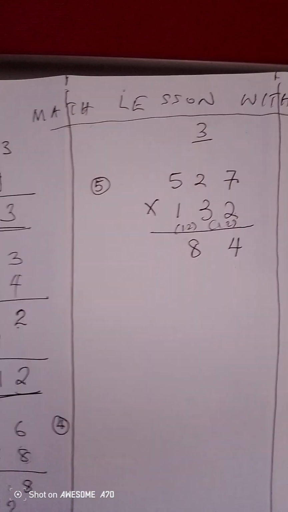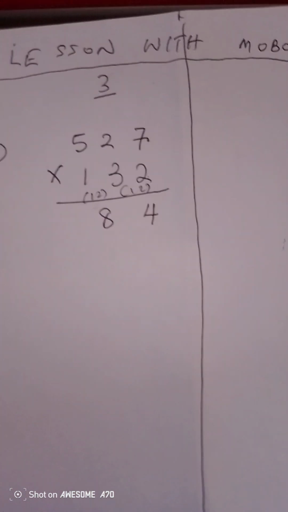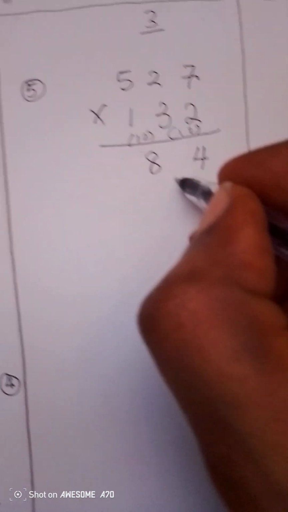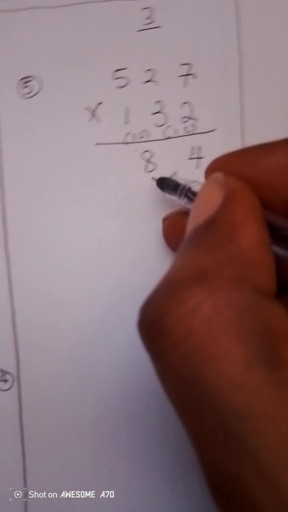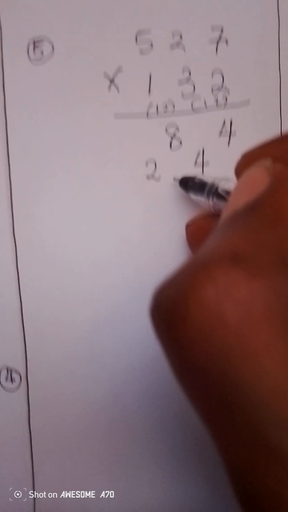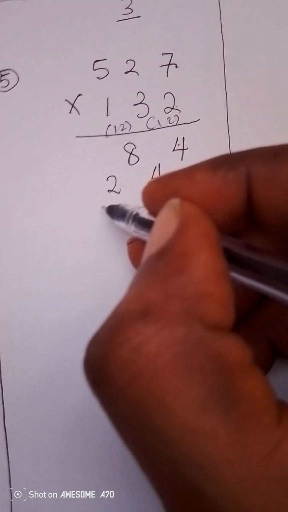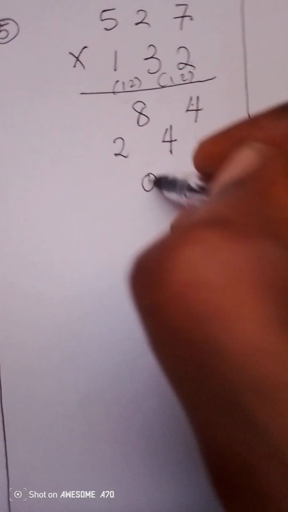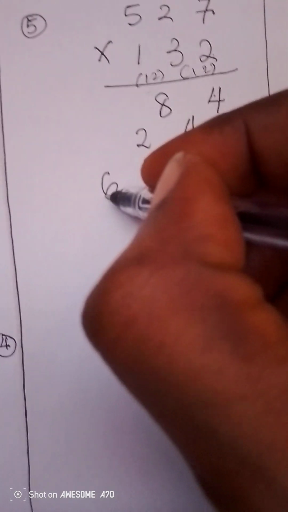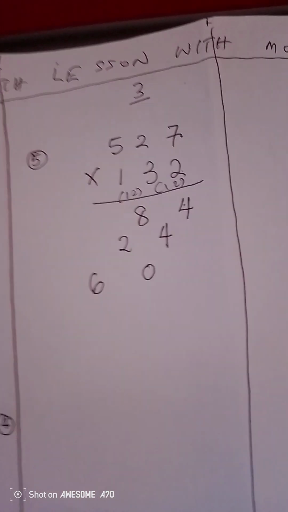Now 12 multiplied by 2 is 24. Now the 4 will come in between the 8 and this 4, and then you have your 2 here, create another space. Now 12 multiplied by 5 is 60. You have your 0 coming between this 2 and the 4, then you have your 6 here. Now what do you do next?